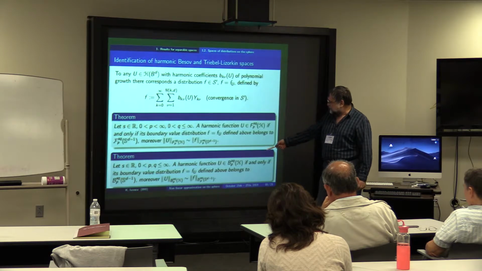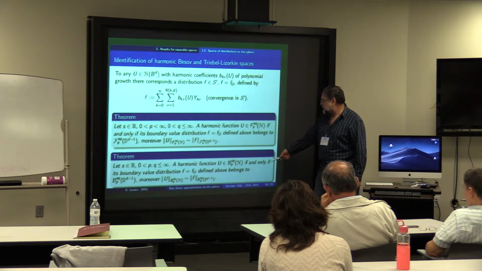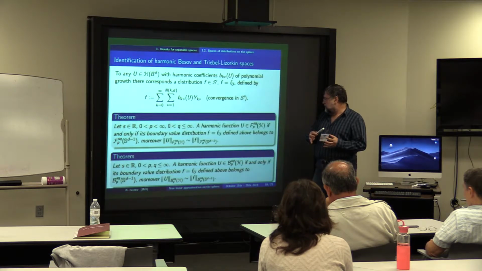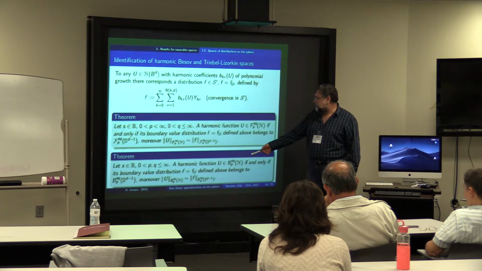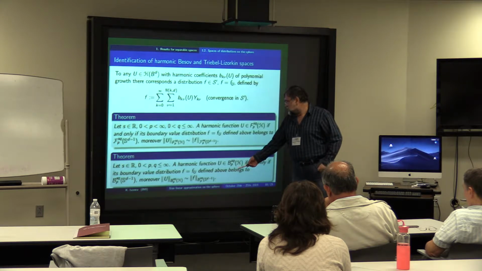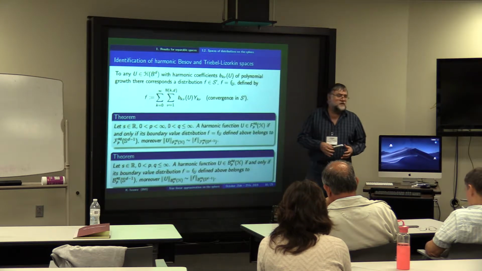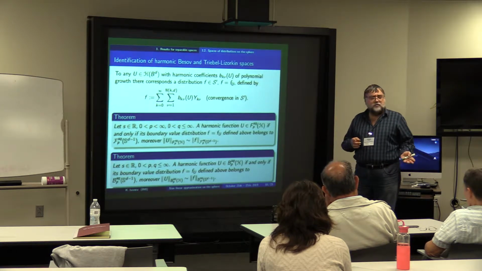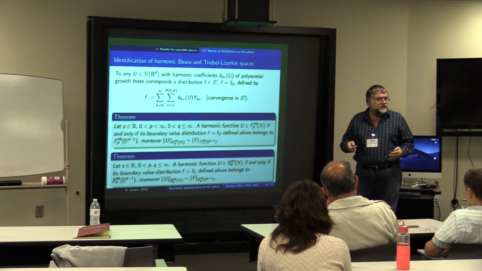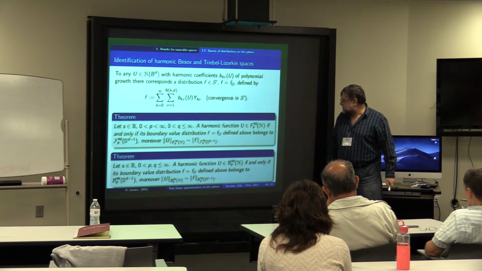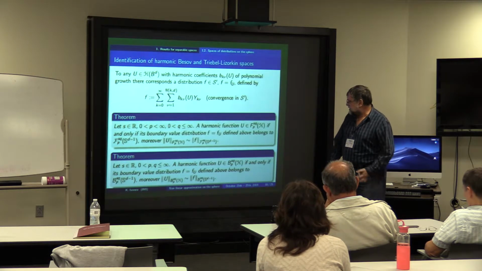And also for the Besov spaces, a harmonic function belongs to the Besov space on the ball if and only if the corresponding boundary distribution belongs to the Besov space with the same parameters on the sphere. So we can go easily from the sphere to the ball and back without having any troubles at this place.